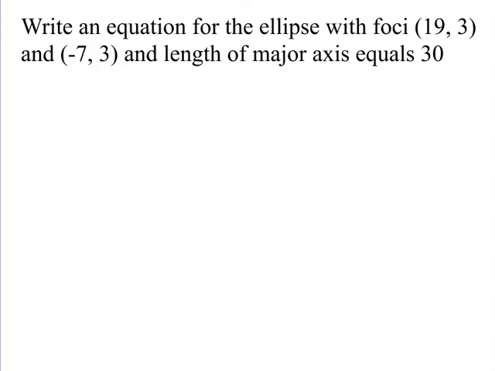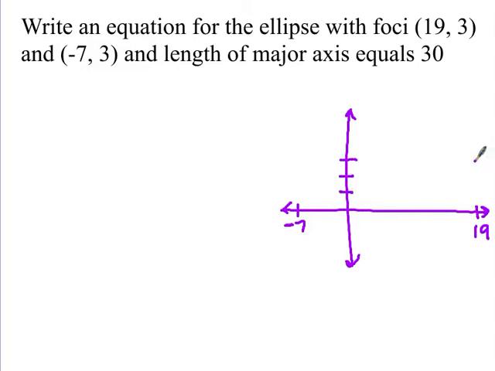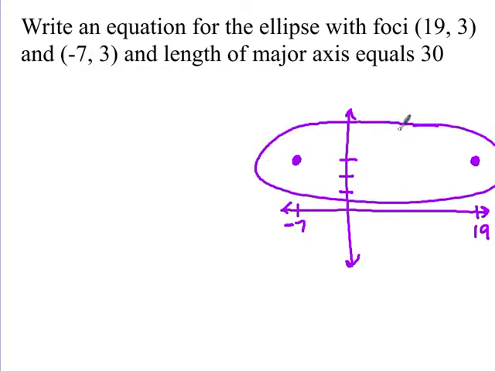All right, write an equation for the ellipse with foci 19, 3 and negative 7, 3, and length of the major axis equals 30. So once again, we're just going to quickly draw a sketch with what I'm given so that I can visually see what's going on. So they tell me 19, 3 and negative 7, 3. Here's my negative 7. Here's my 19. There's 3. That's where your foci are. So that means the ellipse is somewhere outside of there, so something like this.